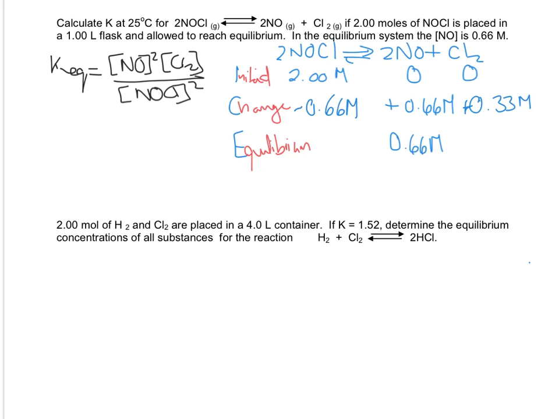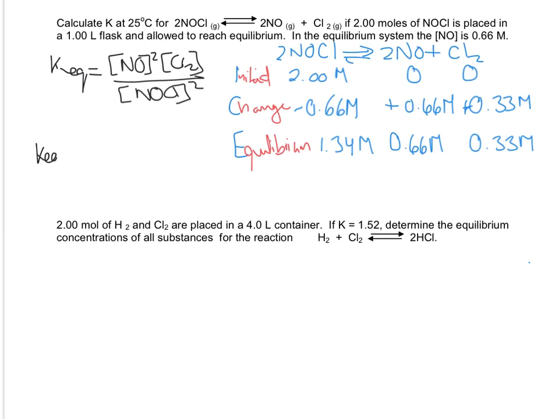Then the equilibrium concentrations would be the net of the initial and the change. So you add these 2 together, you add these 2 together, and you add these 2 together. So at equilibrium, this would be 1.34 molar. This we already figured out is 0.66 molar, and then this one is 0.33 molar. Now that you have the equilibrium concentrations, these are the concentrations that you plug into your KEQ expression.